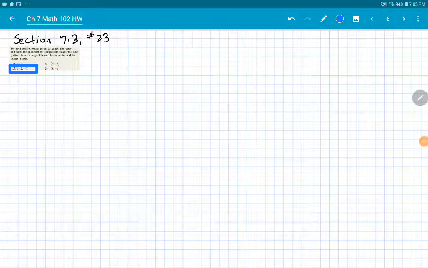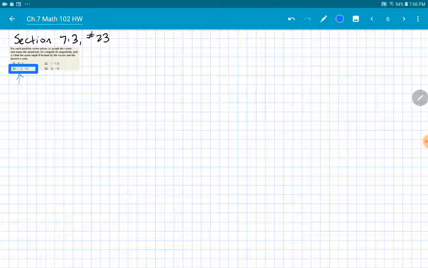All right, in this section, we're going to look at number 23. For each position vector given, we're going to graph the vector and name the quadrant for part A, then compute its magnitude for part B, and for part C, find the acute angle formed by the vector and the nearest x-axis.